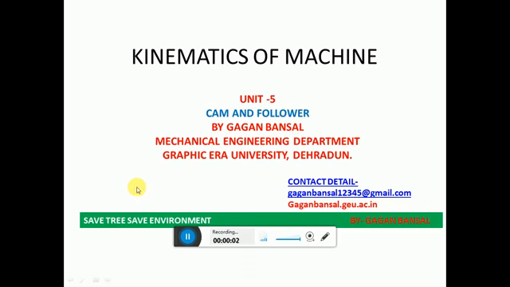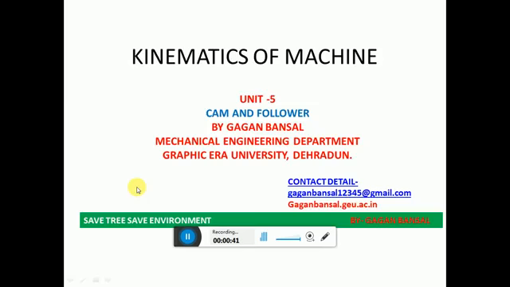Hello everyone. Today we'll be discussing the terminologies of cams and followers. In the previous lecture, we studied what a cam is, what a follower is, and the various types of cams and followers. Continuing at the same pace, today we'll be discussing the various terminologies used in cams and followers, like cam profile, pressure angle, pitch circle, pitch curve, base circle, trace point, etc.